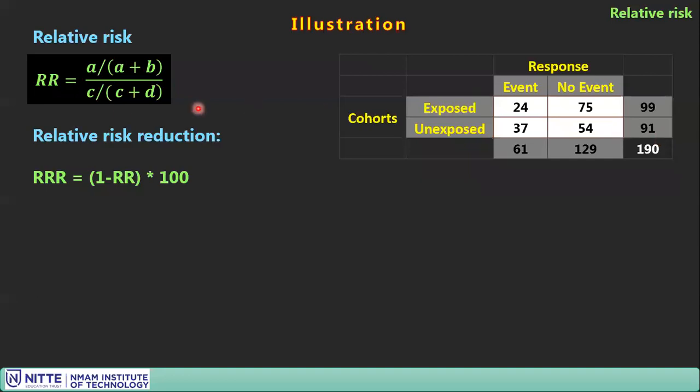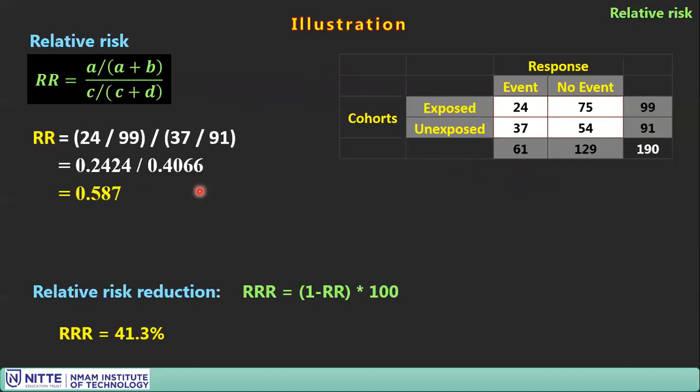So we will be calculating relative risk using this formula and relative risk reduction using this formula, which you have already discussed. So the relative risk is 24 divided by 99, 37 divided by 91. So you will be calculating the risk rate for these two cases. Then you will take the ratio between these two risk rates, right? So this 0.587 is the relative risk.